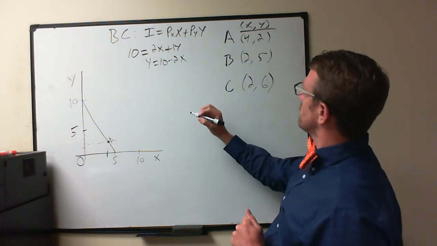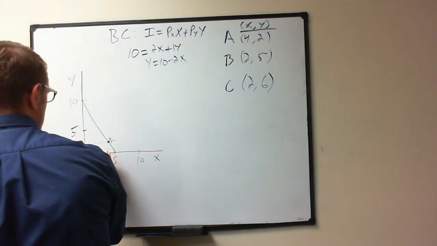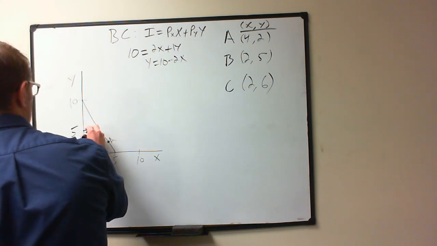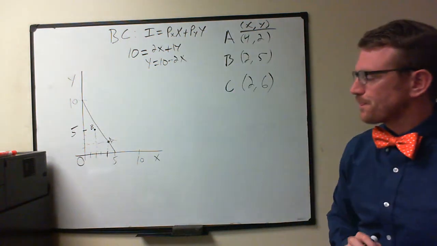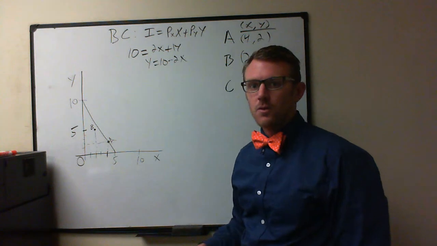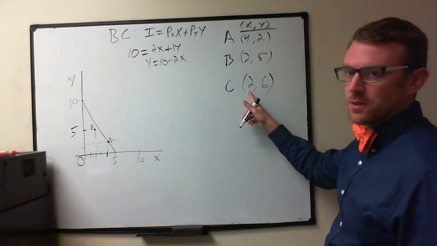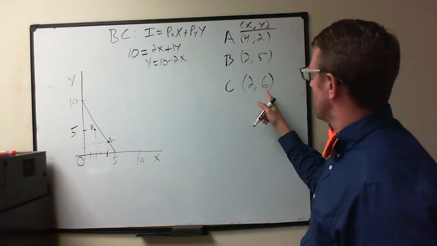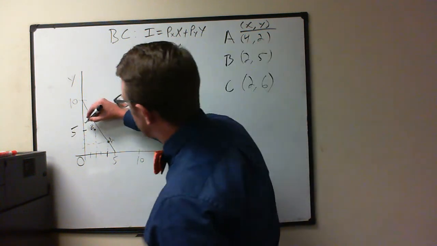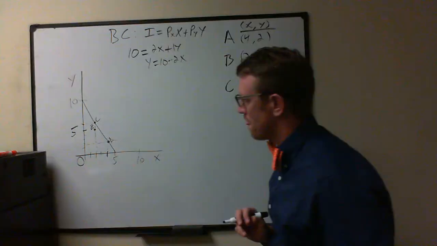So let's go over here to 2 and 5. 1, 2, 3. There's 2. There's 5. There's point B. And lastly, point C, 2 and 6. What do you think? Try to solve it out. Is that on the budget constraint? $2 spent on good X is 4. 6 units of Y cost us $6, so we're on the budget constraint again at 2 and 6. Right there at point C.